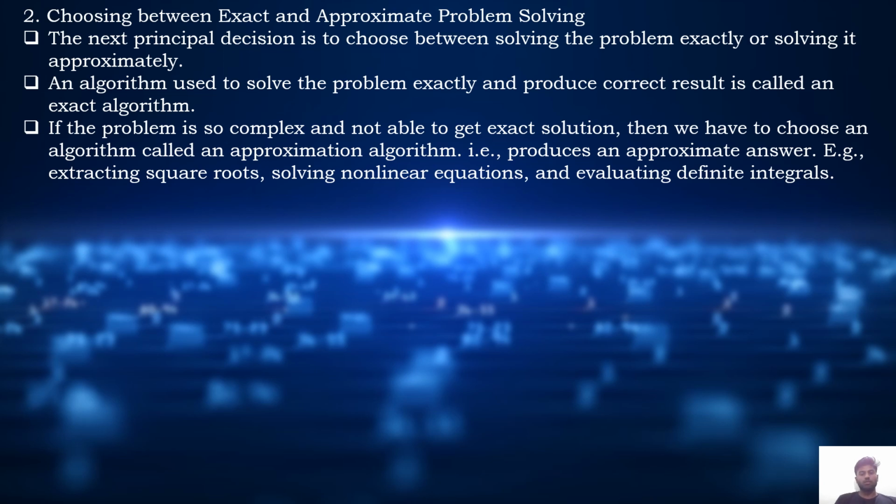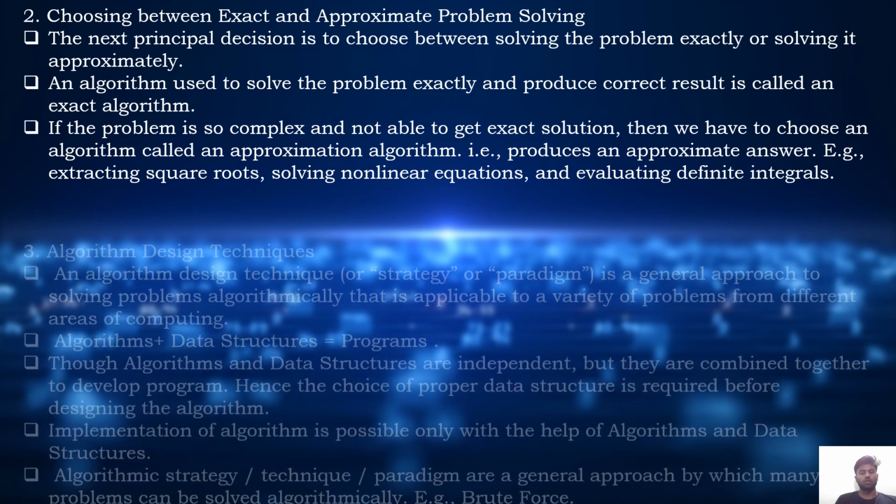Choosing between exact and approximate problem solving. The next principal decision is to choose between solving the problem exactly or solving it approximately. An algorithm used to solve the problem exactly and produce the correct result is called an exact algorithm. If the problem is so complex that we are not able to get the exact solution, then we have to choose an algorithm called an approximation algorithm that produces an approximate answer. Examples: extracting square roots, solving nonlinear equations, and evaluating definite integrals.